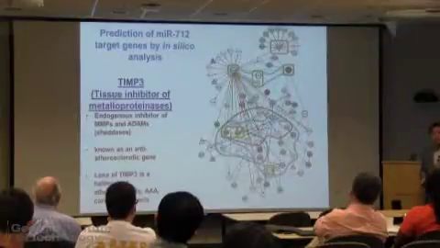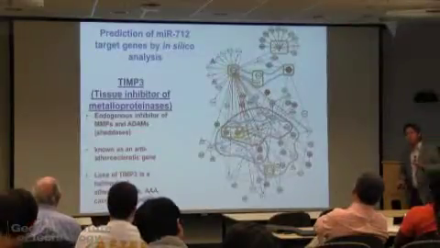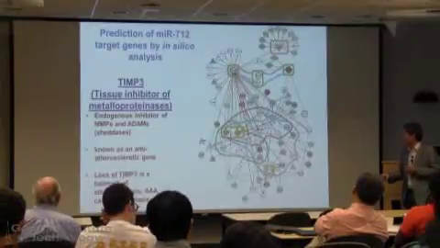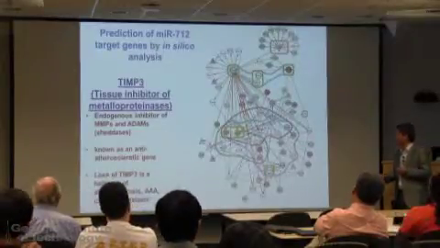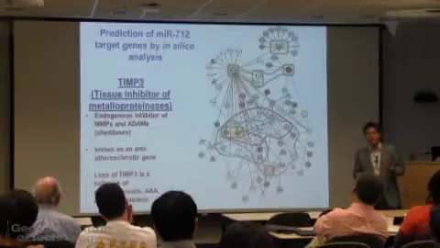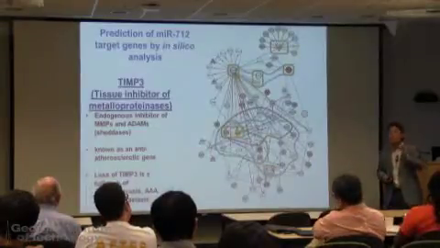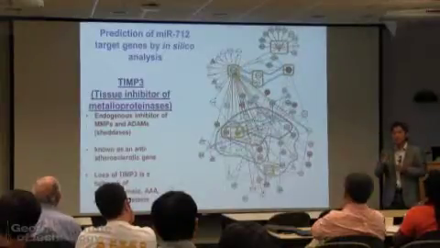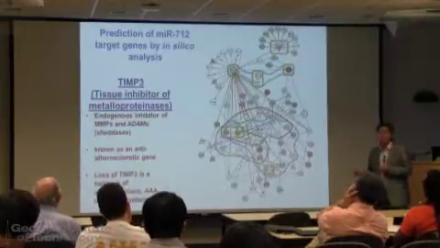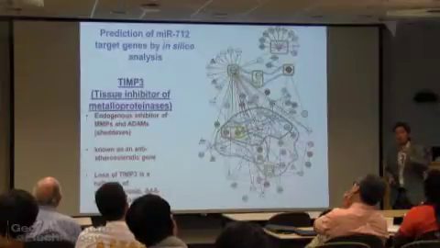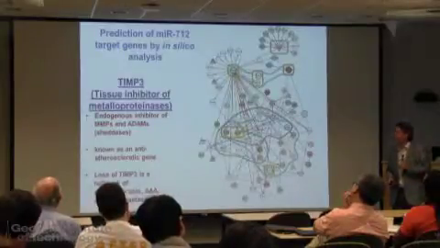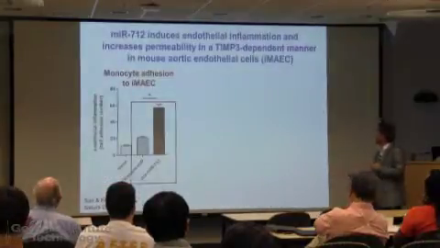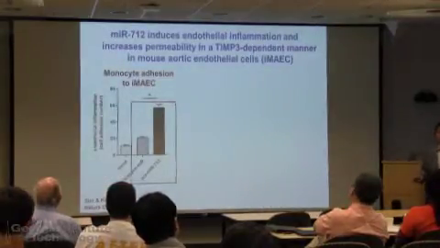And one of the critical things is that TIMP3 is lost in many chronic disease conditions, including atherosclerosis, abdominal aortic aneurysm, and cancer metastasis and heart failure. However, why TIMP3 is lost in many of these chronic conditions was unknown until we actually provided this first evidence that this microRNA is actually one of the upstream regulators of TIMP3. So I'm going to skip some of the details.